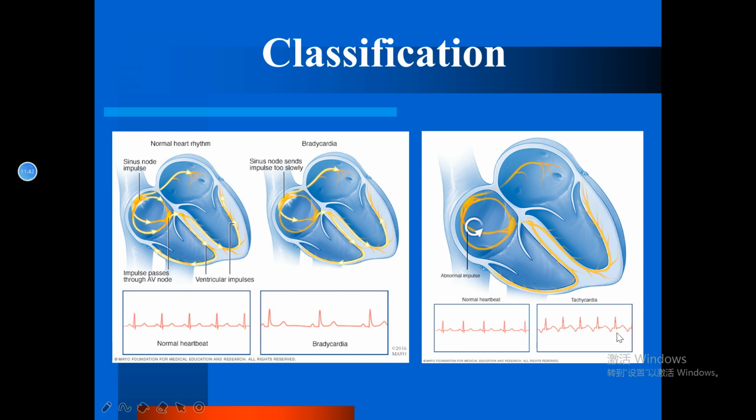And in this one, the heart rate is accelerated, right? To maybe 180, 120 beats per minute. So what should we call this arrhythmia? Yes, we call it a tachycardia. So do you understand it?